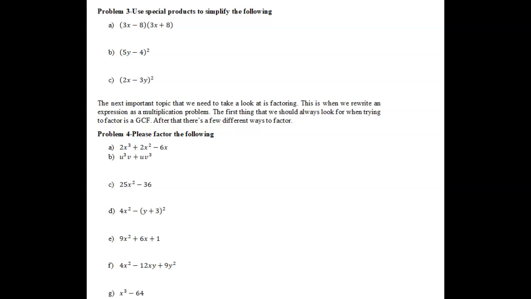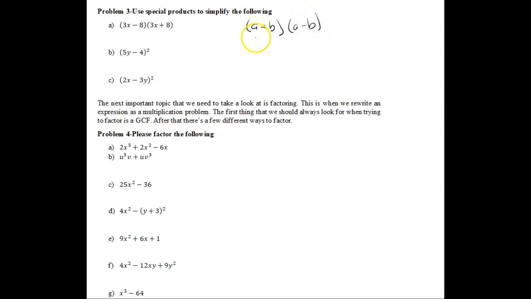So let's go ahead and start with problem 3. We have 3x minus 8 times the quantity of 3x plus 8. This is what we call a difference of squares. So a difference of squares is just something that looks like a plus b times quantity of a minus b.